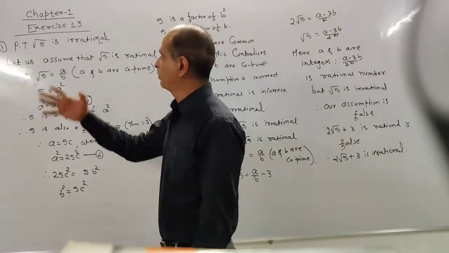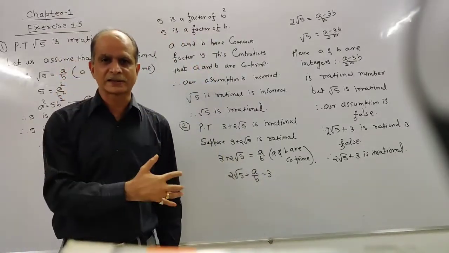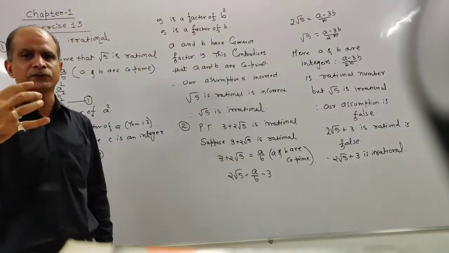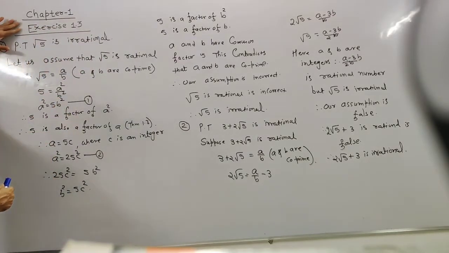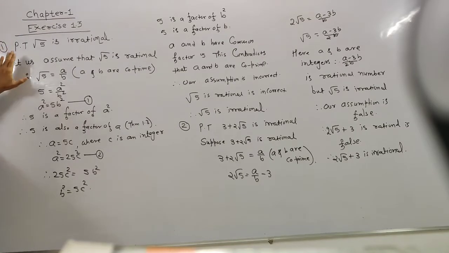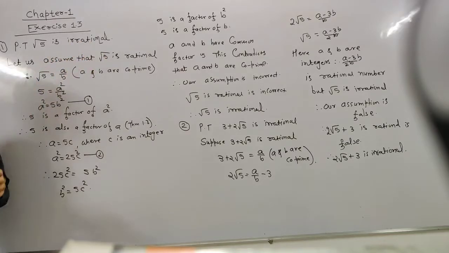The name of this chapter is real numbers. So a rational number plus an irrational number combined together gives you a real number. Well, here in exercise number 1.3, let me solve example number 1. Prove that under root 5 is an irrational number.